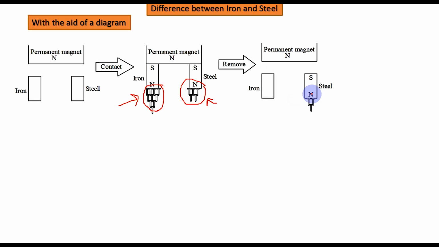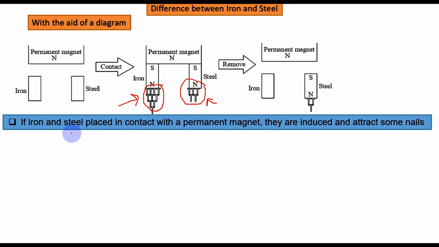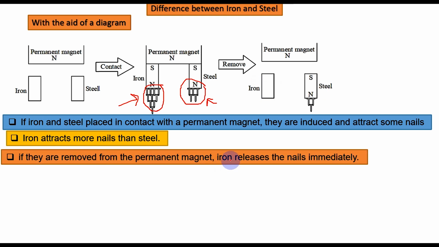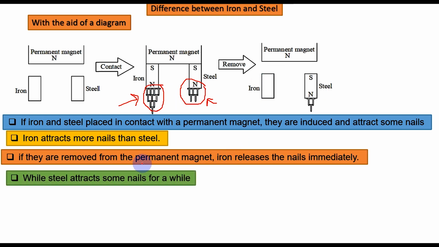The difference is that steel will still retain some ability to attract even after breaking the contact. It will maintain that for a while. It will keep those nails. So we have to know that iron and steel here are two different metals. Iron is soft, steel is hard when it comes to keeping the ability to attract. This is just explaining what we've just explained.